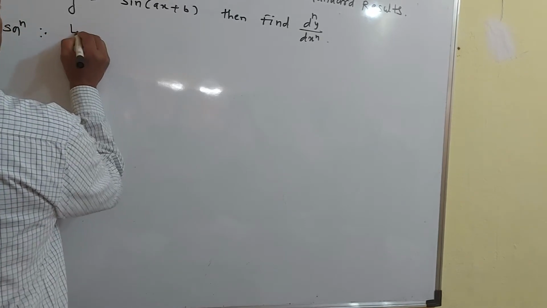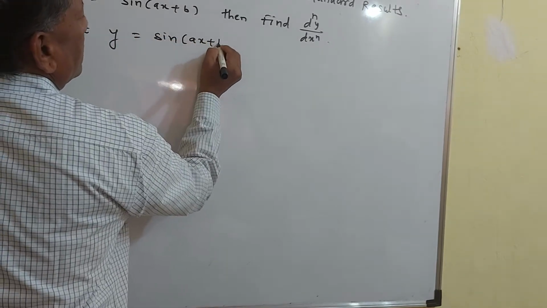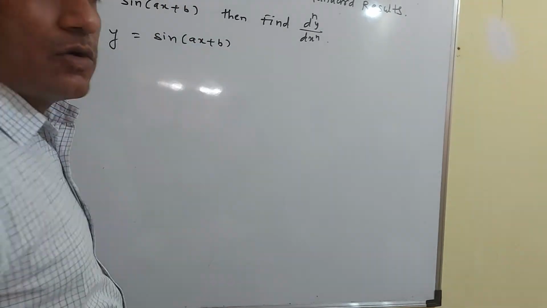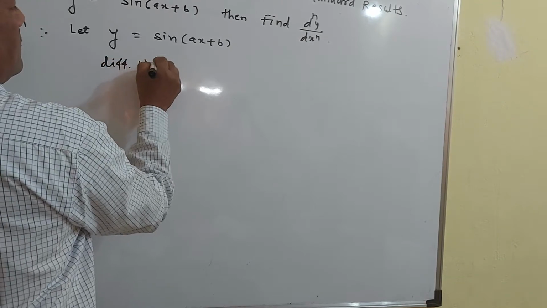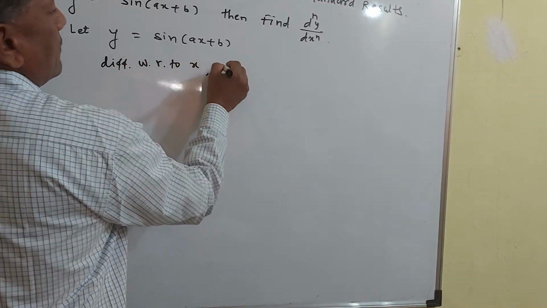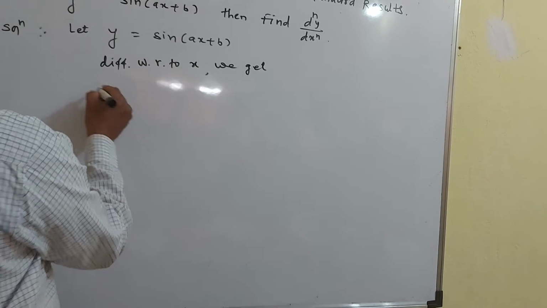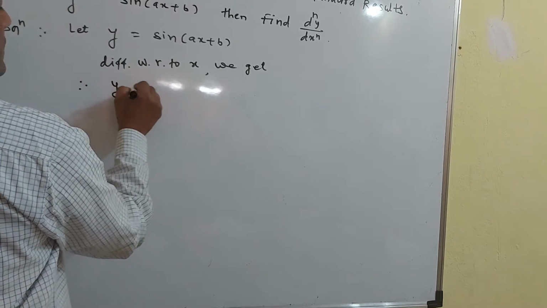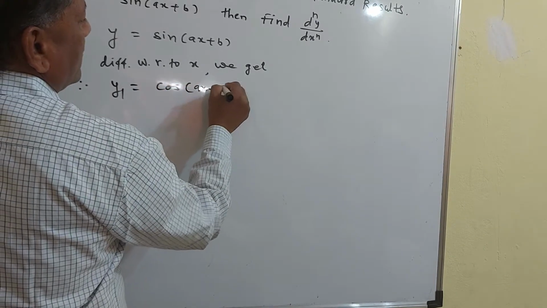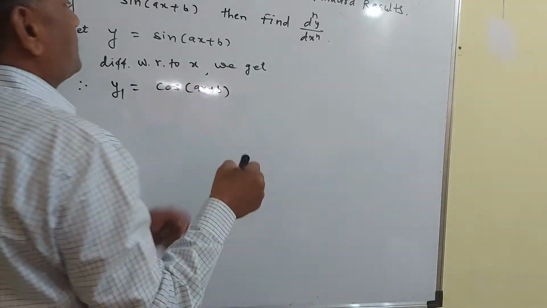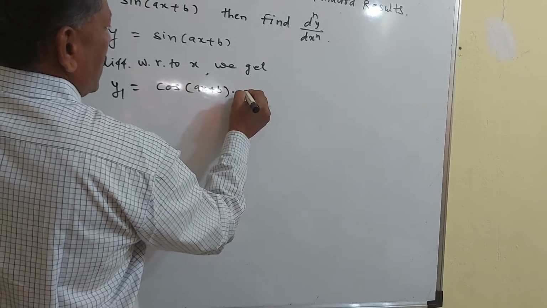What is given? You are given y is equal to sine of (ax + b). Here a and b are constants. Differentiating with respect to x, we get, now you know that the derivative of sine x is cos x. Therefore, dy by dx or y1 is equal to cos of (ax + b) into the derivative of (ax + b) with respect to x, which means a into 1 plus 0, that is, into a.